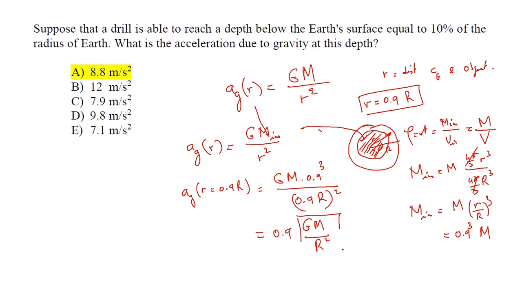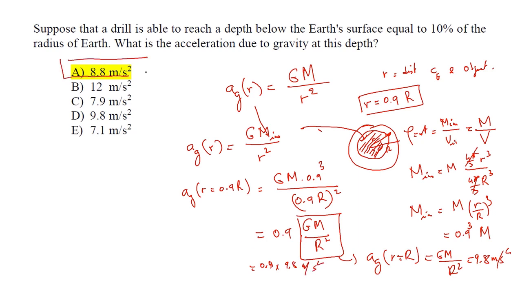But what is GM divided by R squared? This is just g when r is equal to the radius of the Earth. Basically, GM divided by the radius of the Earth squared is 9.8. This is the gravitational acceleration at the surface of the Earth, 9.8 meters per second squared. So what I'm looking for is just 0.9 multiplied by 9.8 meters per second squared, and this will give you 8.8 meters per second squared.